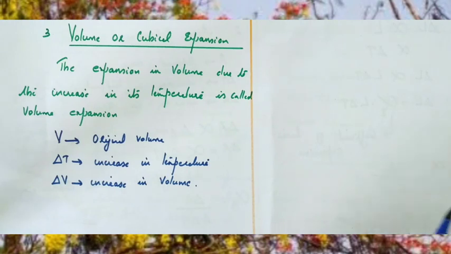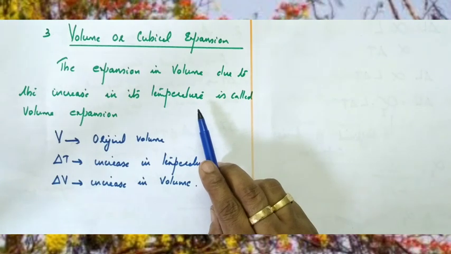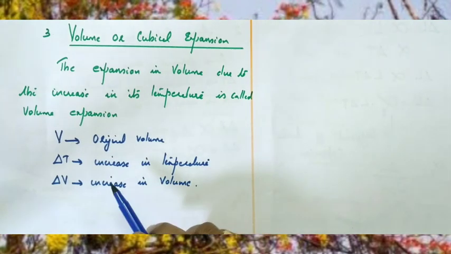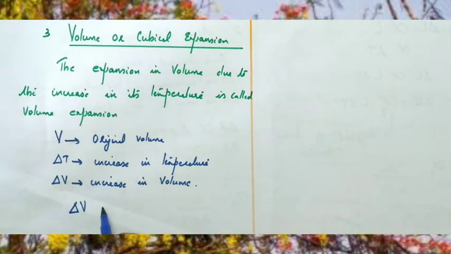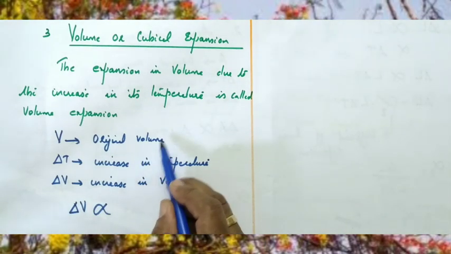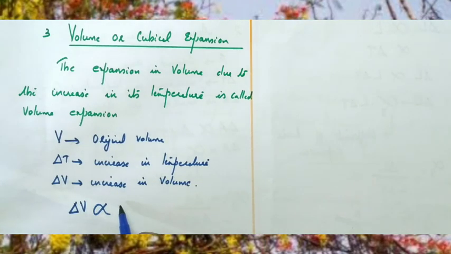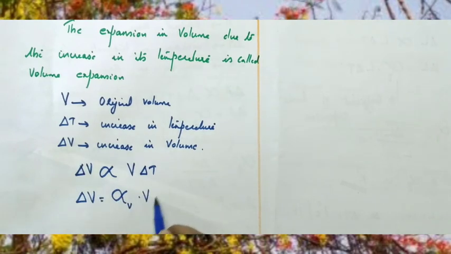Third one, we can study volume or cubical expansion. Expansion in volume due to increase in temperature is called volume expansion. Let V be the original volume, delta T be the increase in temperature, and delta V be the increase in volume. Same as before, the increase in volume depends on what factors? It depends on the original volume. It also depends on the increase in temperature, isn't it? So delta V is proportional to V delta T, or delta V equals a constant. Here the constant is alpha V, into V delta T.